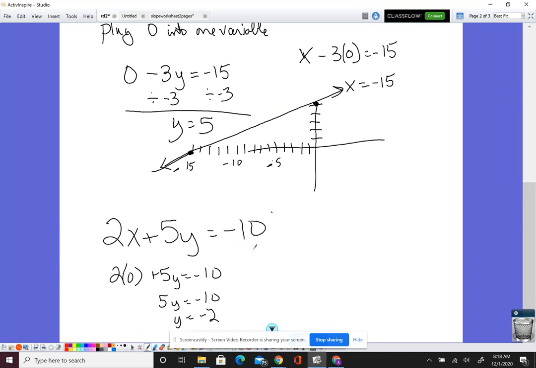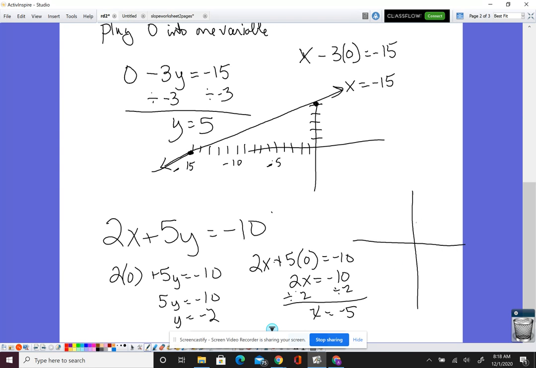Do the same thing, but plug in the 0 for the y. That term goes away. I get 2x equals -10. Divide by 2, and x equals -5. So on my graph, -5 on the x-axis, -2 on the y-axis, and a line that connects them.